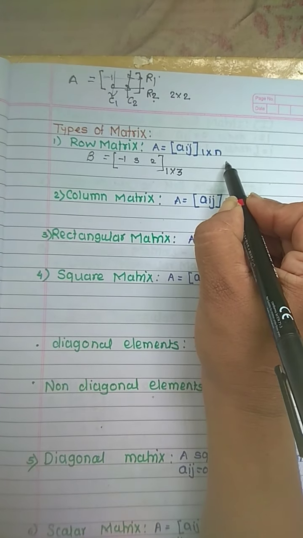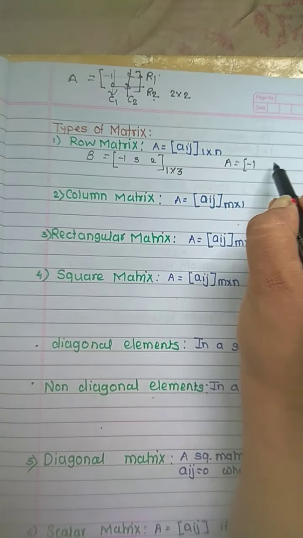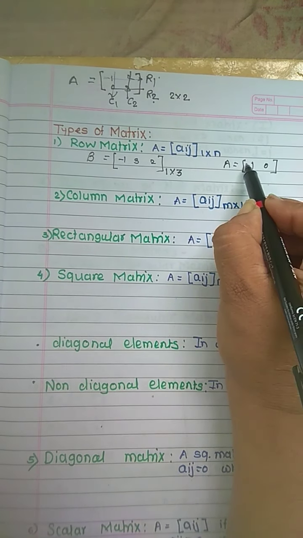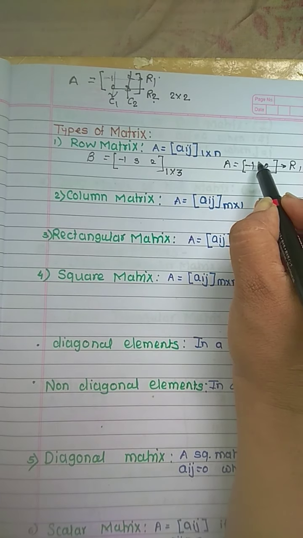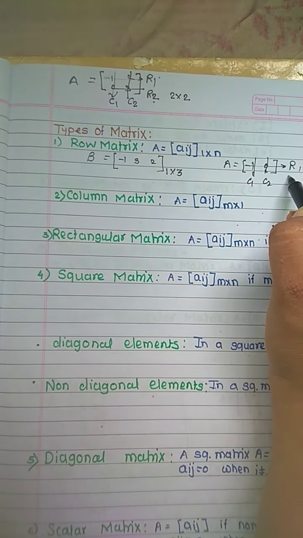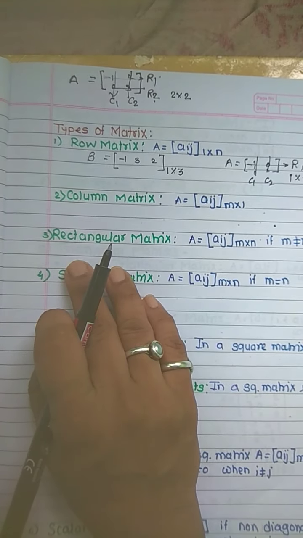Second example, A equals [-1, 0]. In this matrix, number of rows equals 1 and number of columns equals 2. Therefore, this matrix is of order 1 by 2. Therefore, matrix A is also called a row matrix.